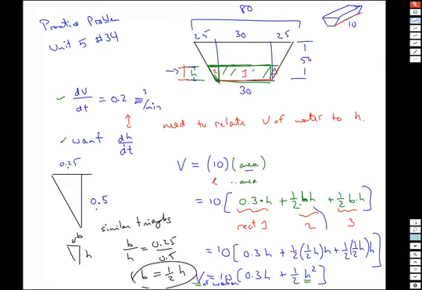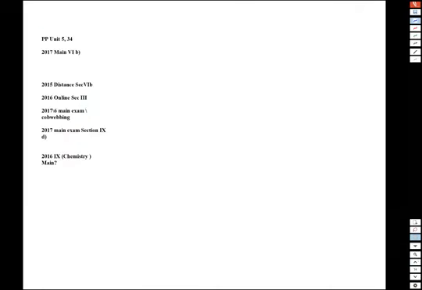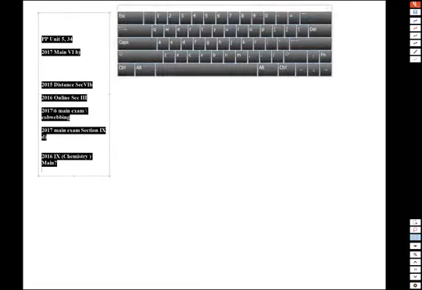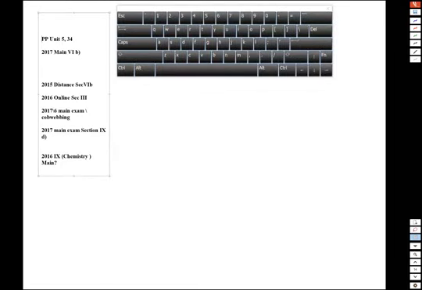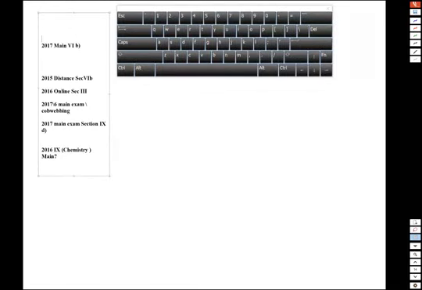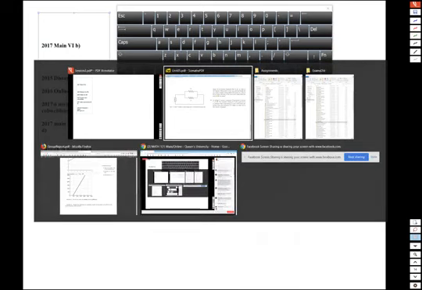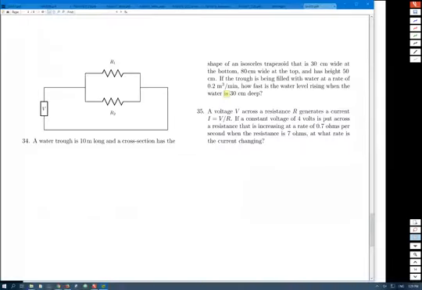Okay, I'm glad to hear it. Anybody else have a follow-up on that one? If not, we'll move on to 2017, Main Campus, Section 6.